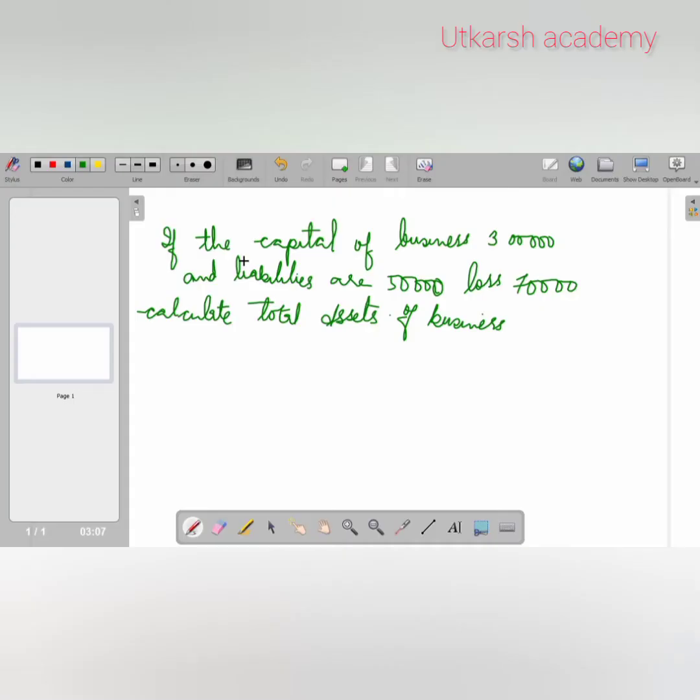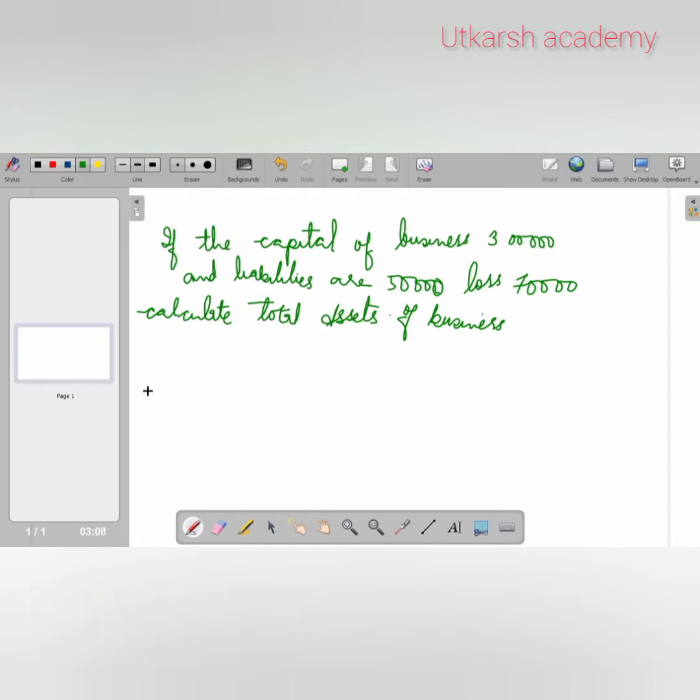We were solving the practical questions of accounting equations. Now we will see another example, another type of question. This type of question is very common in your exam. So let us try to solve this type of question and also practice them.